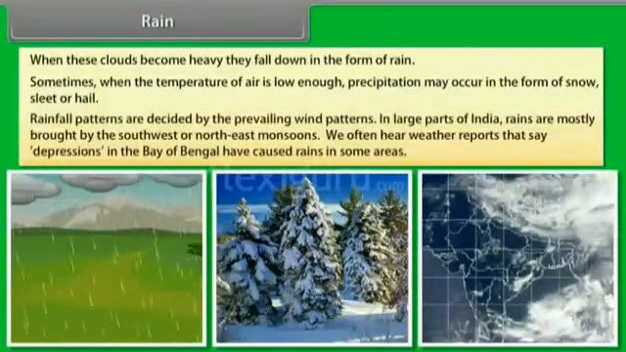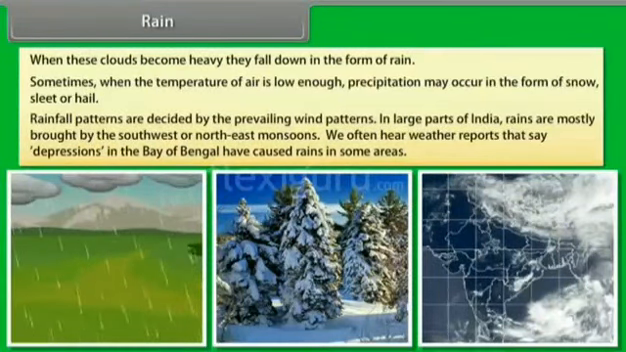Rainfall patterns are decided by the prevailing wind patterns. In large parts of India, rains are mostly brought by the southwest or northeast monsoons. We often hear weather reports that say depressions in the Bay of Bengal have caused rains in some areas.